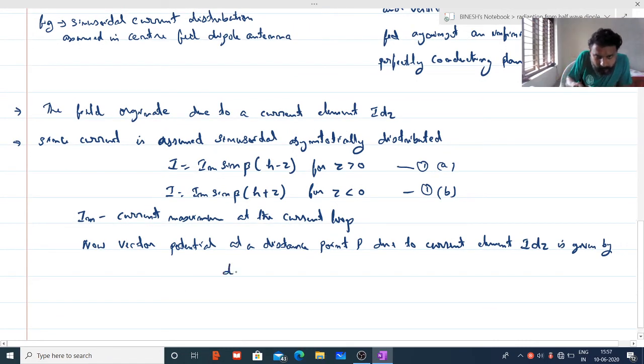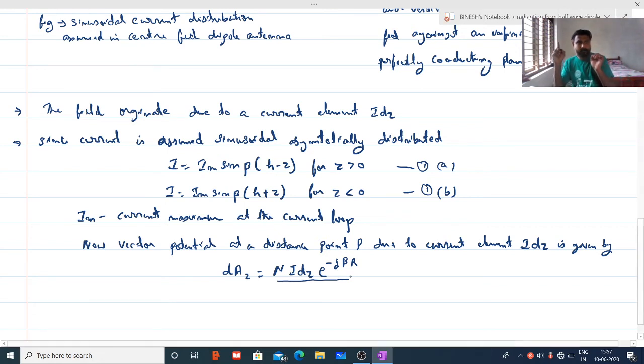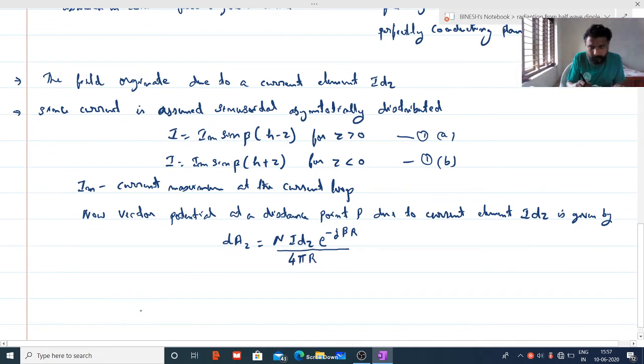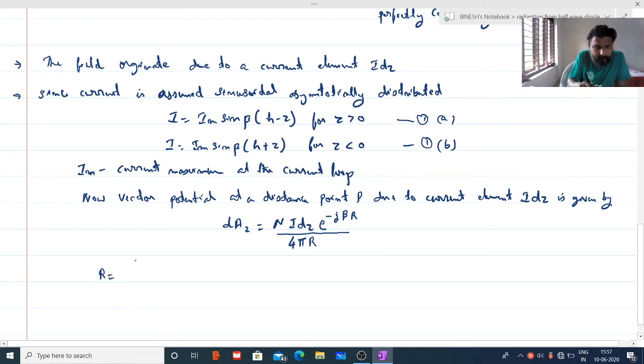dAz can be written as mu I dz e raised to minus j beta r divided by 4 pi r. This is the vector potential at the distant point P due to the current element I dz, the field being produced at the further point P. Here r is the distance between I dz and the distant point, as I have indicated in the figure.